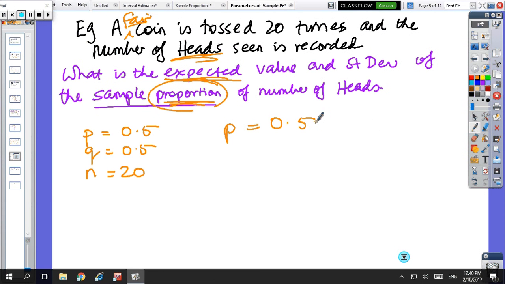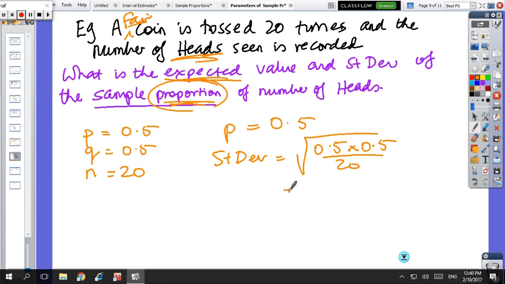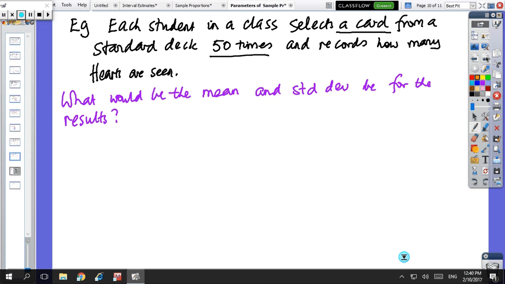And then the standard deviation is the square root of 0.5 times 0.5 over 20, and on my calculator, that equals 0.1118, so 0.11, and that's the answer to that question. So I was going to get the expected number of heads, but it was the expected proportion, so it's just 0.5. Okay, come across when you're ready.